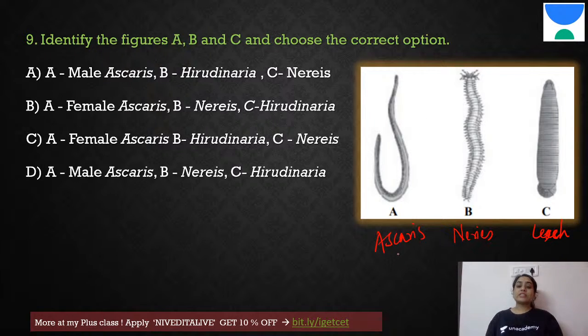So Ascaris, is this male or female? Because they have differentiated here. Can you see it is long and its tail is not curved? Therefore, it is a female. Nereis is clear. For this leech, they have not written the name anywhere. Instead, they have written its scientific name. Scientific name for leech is Hirudinaria. So it has to be female Ascaris, Nereis as well as Hirudinaria.